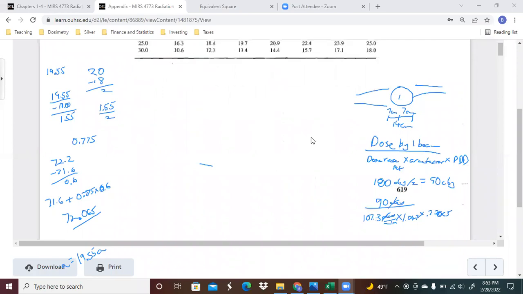Now that I have all of that, I'm going to scoot down here just a little bit, put this back on. So I'm going to go here. I'm going to say, okay, I know I've got 90 centigray on the top. The question is, what do I have down here? I'm going to take 107, and I guess I should use the calculator here.